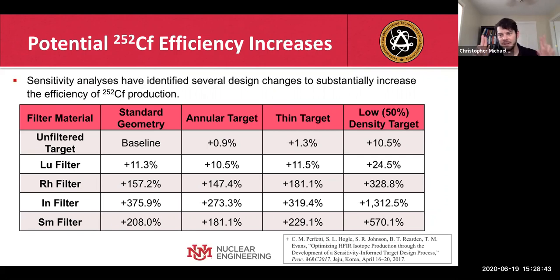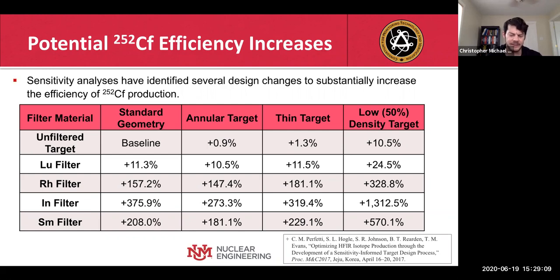This efficiency is defined as the amount of californium made divided by the amount of feedstock destroyed. So as you get more and more efficient, you get into a divide by zero situation, so your efficiencies kind of balloon a lot. But we saw that with some simple design changes, maybe adding some filters or using a different geometry, we could make californium much more efficiently.